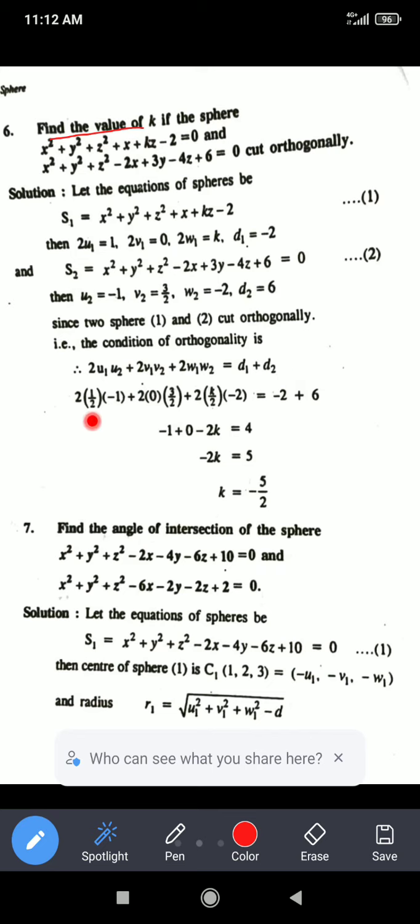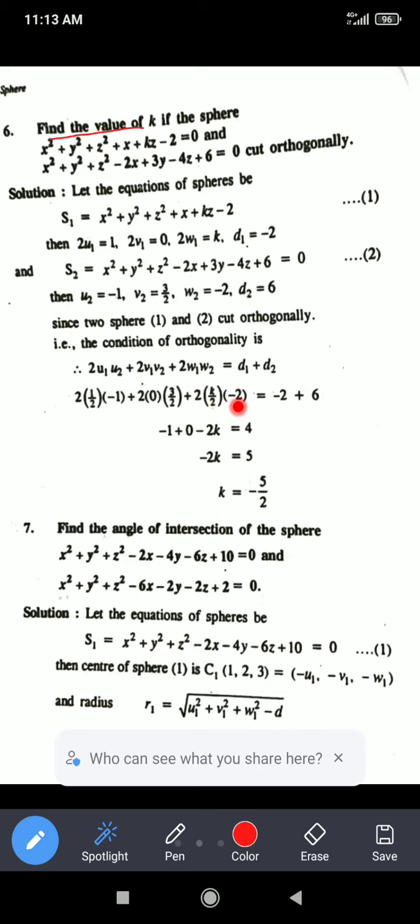So here, 2 into u1 value, which is 1 by 2, and u2 value is minus 1, plus 2 into v1 value, which is 0, and v2 value is 3 by 2, plus 2 into w1 value, which is k by 2, and w2 value is minus 2. That is equal to d1 value minus 2 plus d2 value 6. Now simplifying this equation, the 2s get cancelled, we get minus 1. 0 into any term is 0. Then the 2s get cancelled, here minus 2.